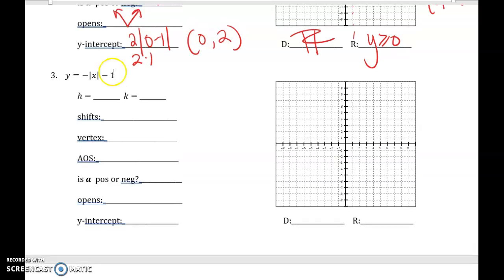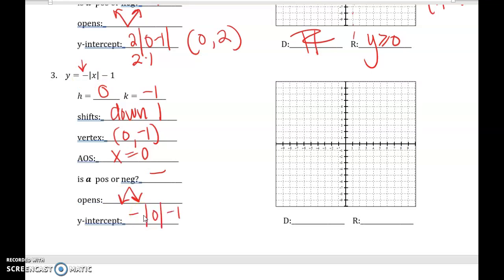So H is 0, K is -1, so your only shift is down 1. Your vertex is 0, -1. Your axis of symmetry is x is equal to 0. A is negative because that is a negative sign right there, so you're going to be opening down. Your y-intercept is the opposite of the absolute value of 0 minus 1. The opposite of 0 is just 0. And 0 minus 1 is -1. So your y-intercept is 0, -1. Domain is all reals. Remember, the range is the y-coordinate of your vertex. And since A is negative, it's going to be y has to be less than or equal to -1.